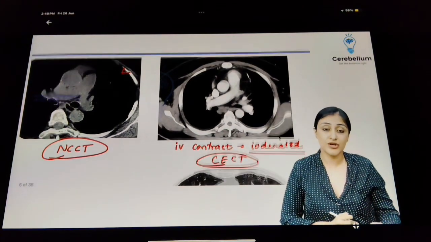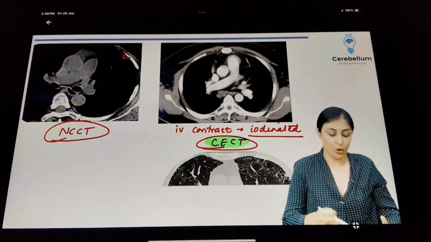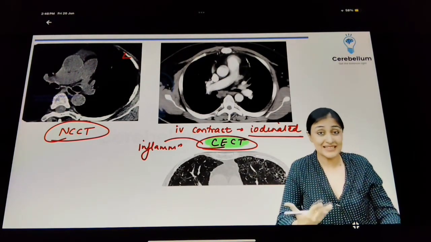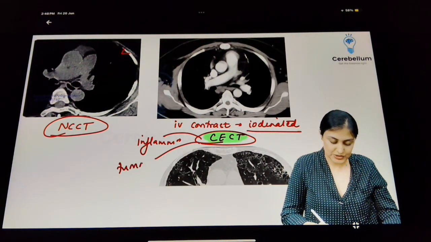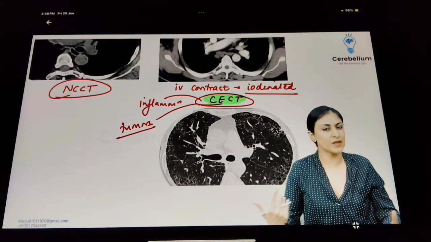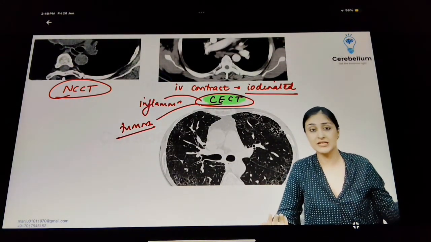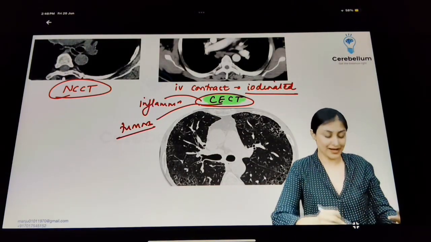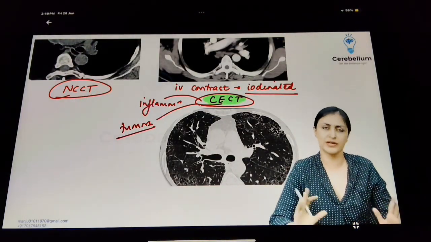Got that? When will I give contrast? I will give contrast anytime I want to see organs, right? So anytime we are looking at inflammation or infection, where the contrast uptake will be increased because vascularity is increased. Anytime you want to see tumors, we will give contrast because tumors have neoangiogenesis, right? So that is where we're going to be doing CECT. Unless the thing that you want to see is white, you will give contrast. You'll understand that better. But the line is, unless the thing you want to see is already white on an NCCT, you give contrast. Okay, you'll understand that.